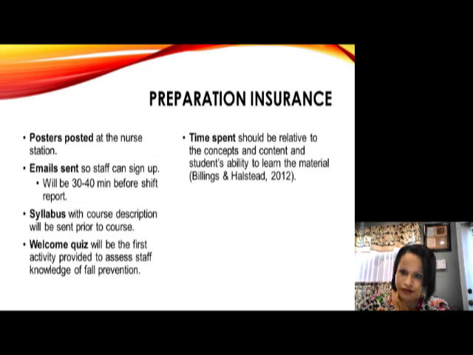So for preparation, there'll be posters posted at the nurse's station. There'll be emails sent so that staff can sign up, and this will be before shift report. Prior to the course, there'll be a syllabus sent, and we'll let them know that there'll be a welcome quiz prior to the first activity to assess the staff knowledge on fall prevention. And according to Billings and Halstead, time spent should be relative to the concepts and content and students' ability to learn the material.